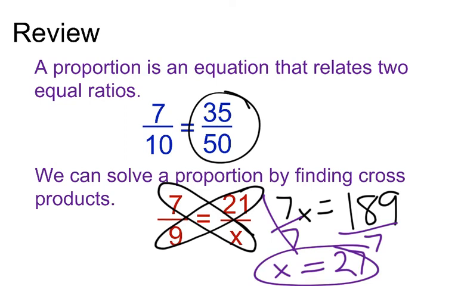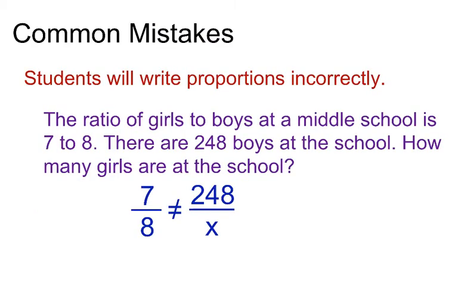If you're still struggling with that, go to previous tutorials and see the many other ways that we can solve proportions. A common mistake is that students will write proportions incorrectly. In this example, the ratio of girls to boys at a middle school is 7:8. There are 248 boys at the school. How many girls are at the school?